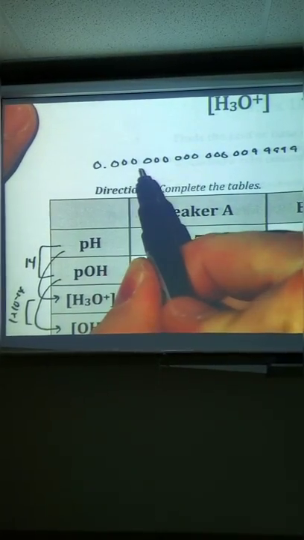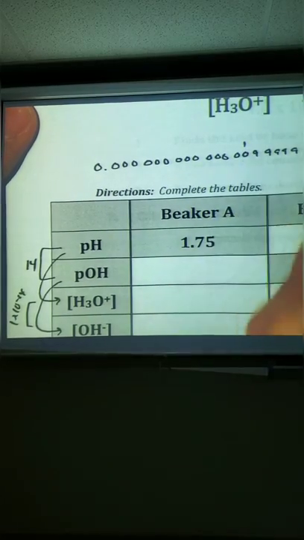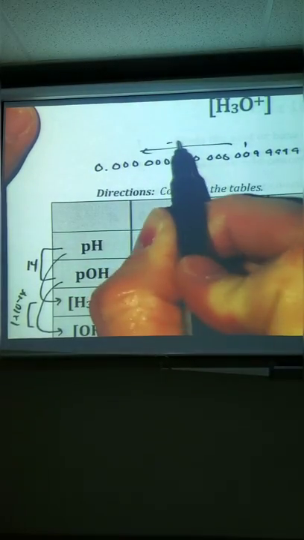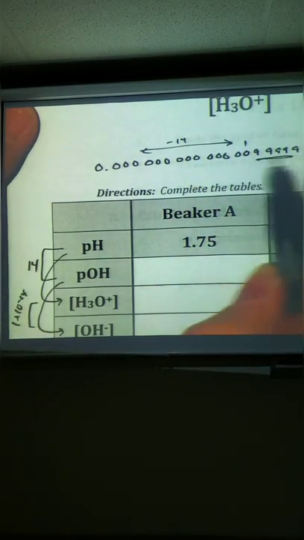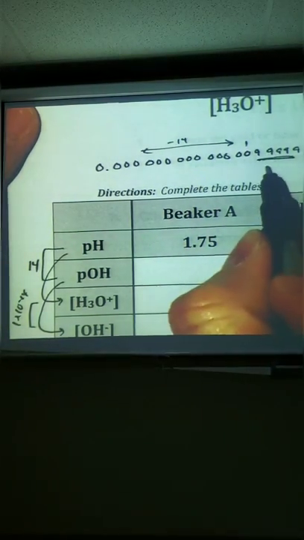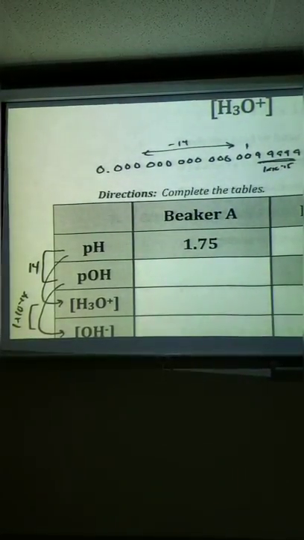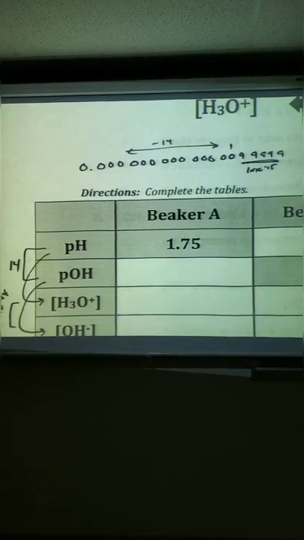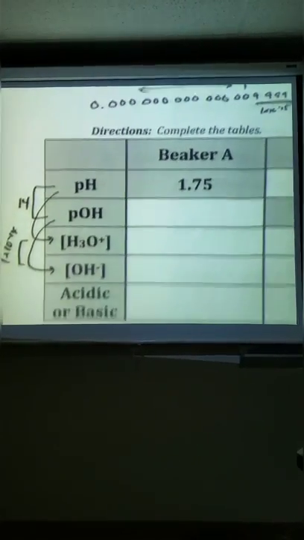So -3, -6, -9, -12, 13, 14. This would be 1 times 10 to the negative 14. Round it up. It's just that our calculator can't round. So oftentimes these are going to look like 1 times 10 to the negative 15, not negative 14, just because of our calculator's inability to round. So be prepared to see that as we start doing this math in the calculator.